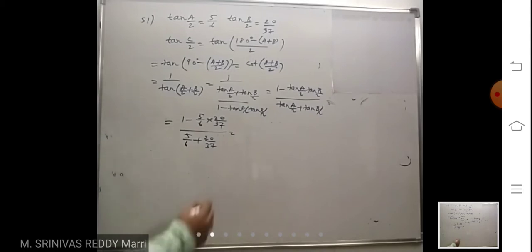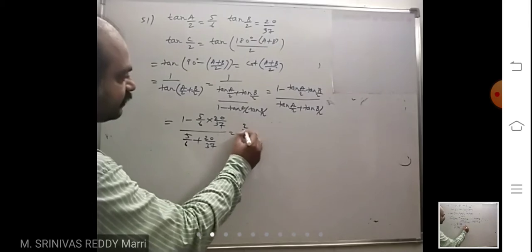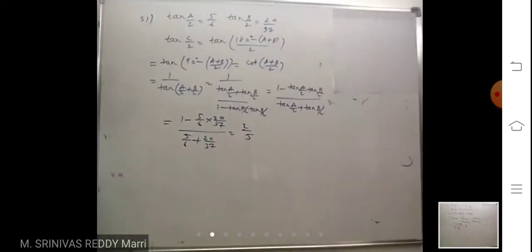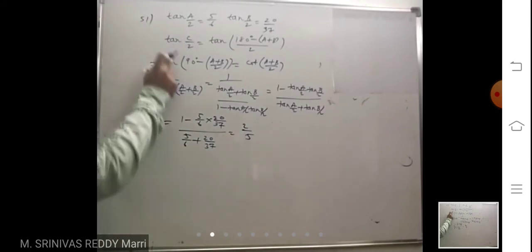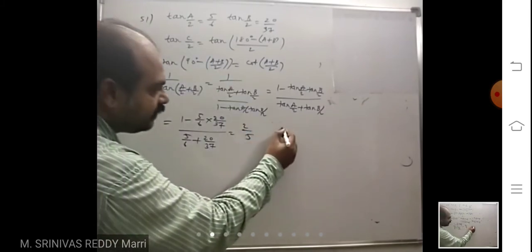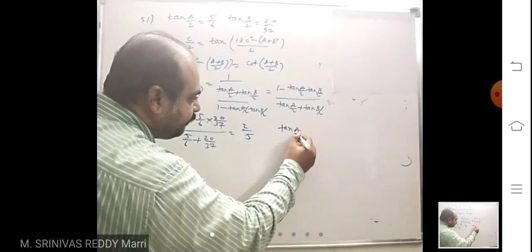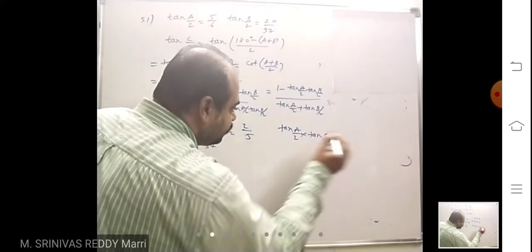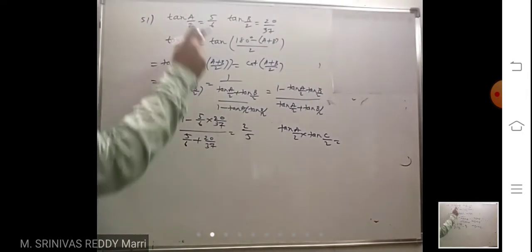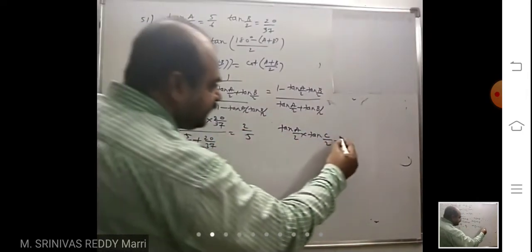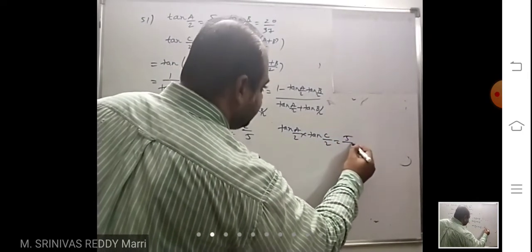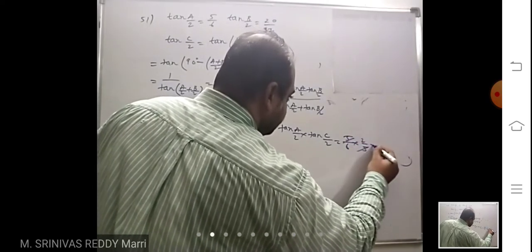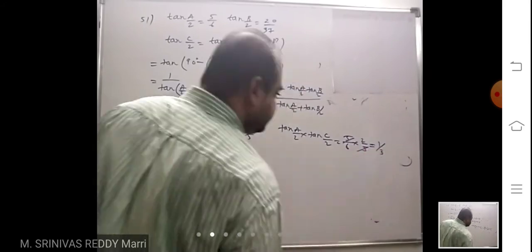If you calculate this value and simplify, you will get 2 by 5. So you got tan C by 2. Now, if we multiply tan A by 2 into tan C by 2, that is 5 by 6 into 2 by 5. That means 1 by 3.